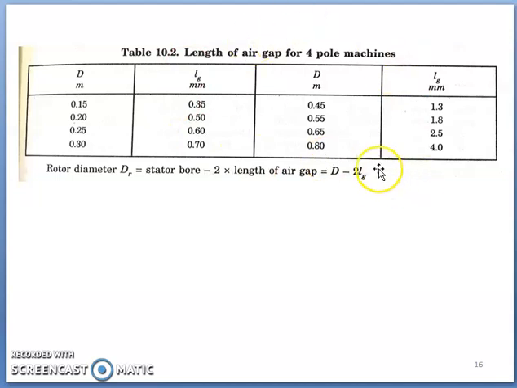Then where do you use this information? What is use of estimating length of air gap? Say this value is used to calculate rotor diameter. Once main dimensions are calculated, the value of stator bore will be obtained, that is capital D. And after knowing capital D, if length of air gap is given, then rotor diameter can be calculated as stator bore minus 2 times length of air gap, D minus 2 Lg. This will help to calculate rotor diameter.